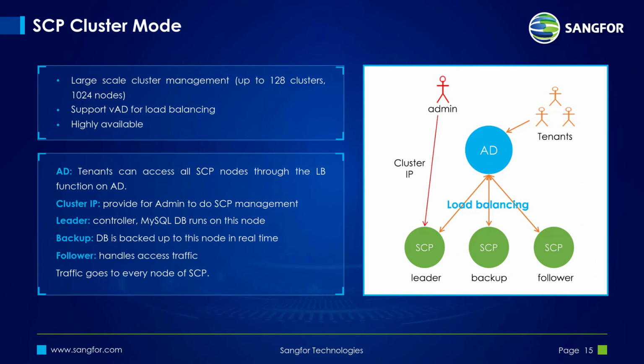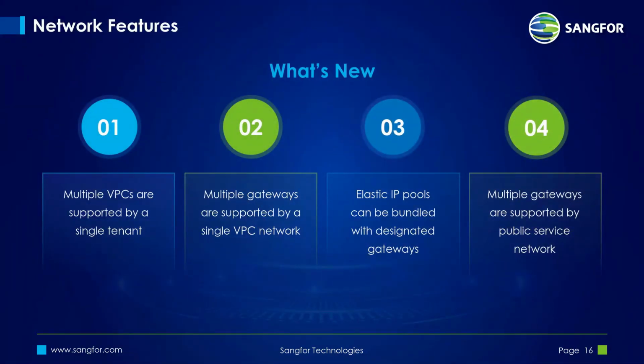One serves as the leader, taking the leading role of this cluster. The other 2 are backup and follower. So basically, they sync the information between them, and you have a VAD to do the load balancing in front of these SCPs. So it's like you have traffic that needs to go to the SCP and be processed by them. The traffic will be routed to all of the backend SCP instances to share the workload so that the SCP does not become a bottleneck for the performance of your cloud.